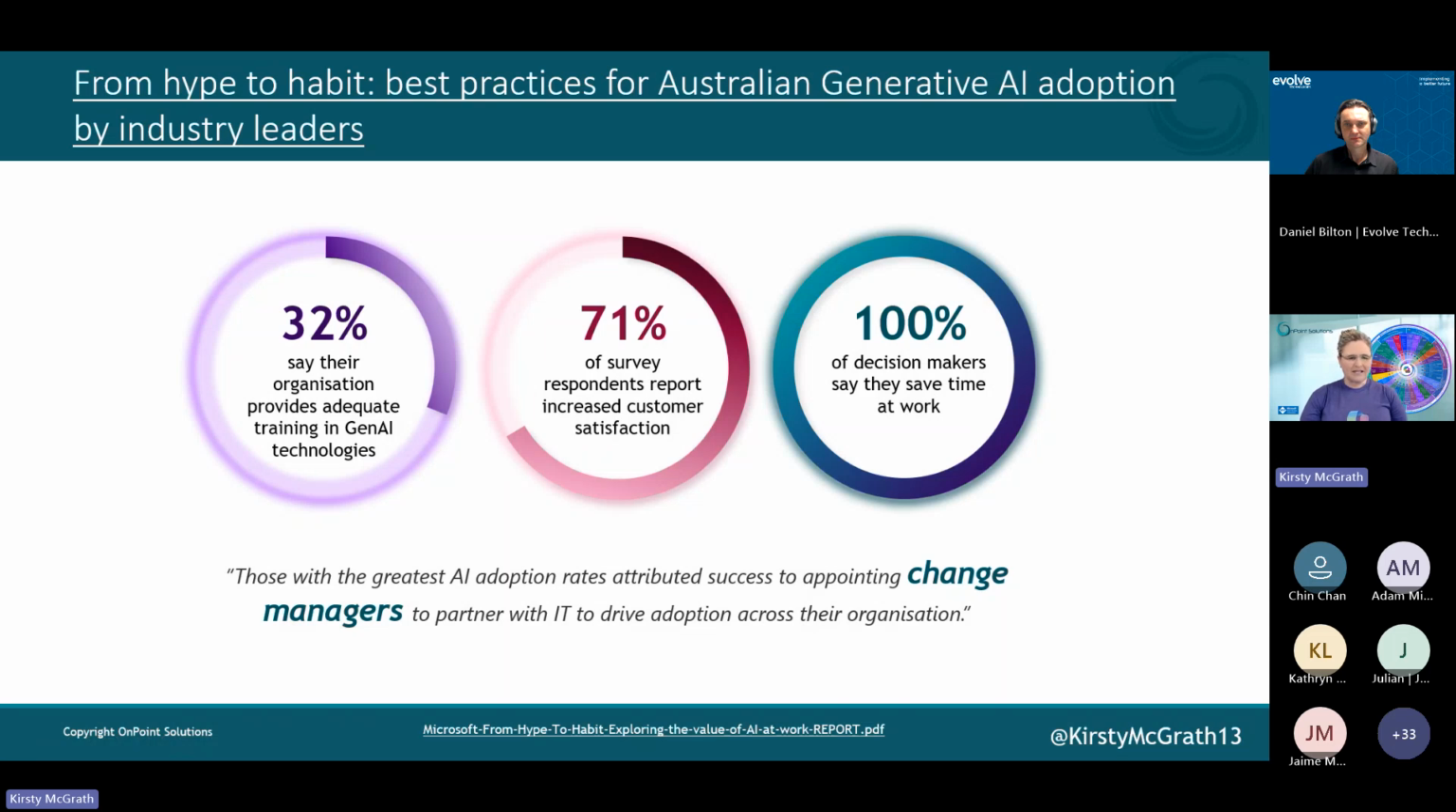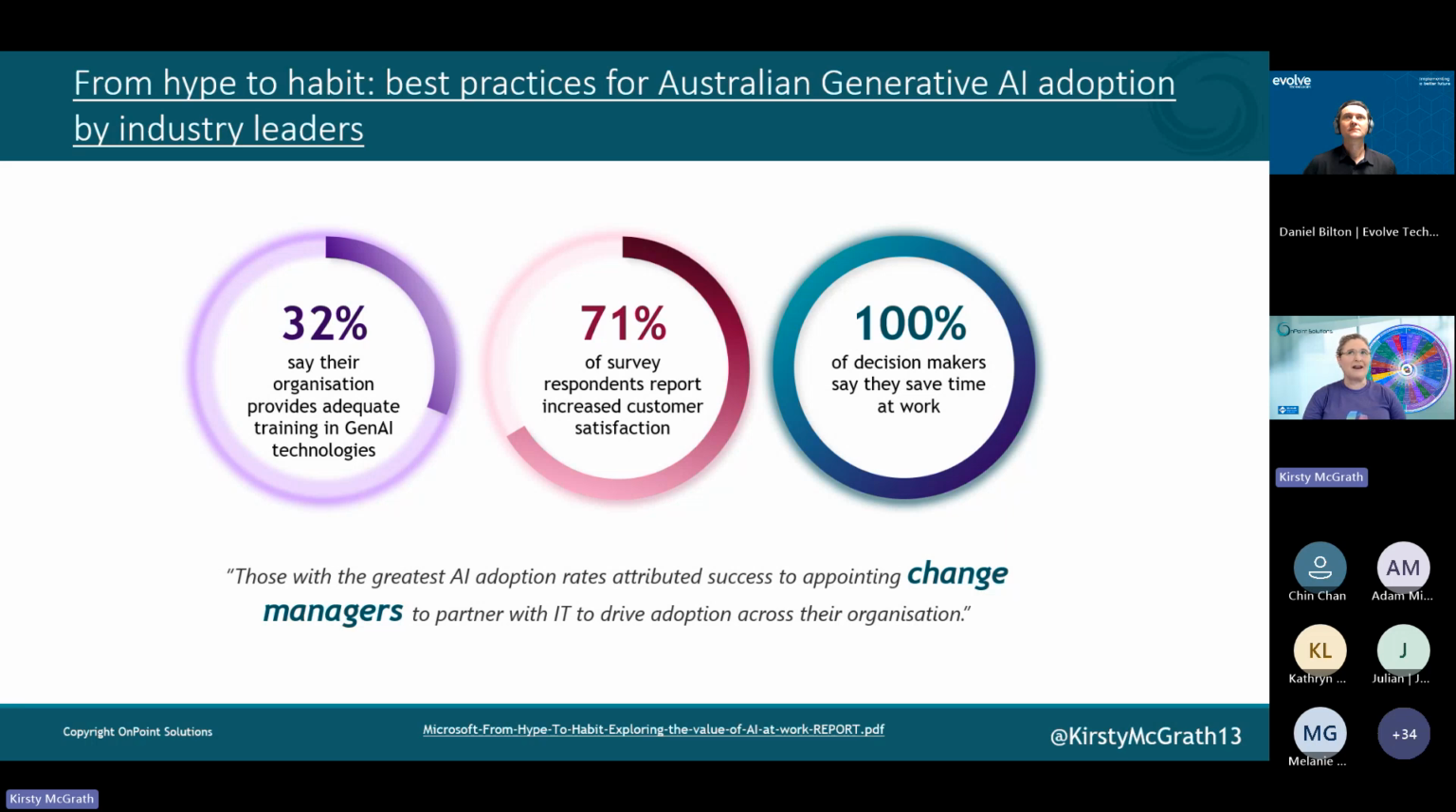What we're actually seeing in the industry is that only 32% of organizations are providing adequate training in Gen AI. However, we are finding that it's increasing customer satisfaction, and decision makers are saying it is saving them time, and I mean significant time savings. But when it comes to good AI, it does take having someone alongside you with the specialist skills to drive sustainable adoption.